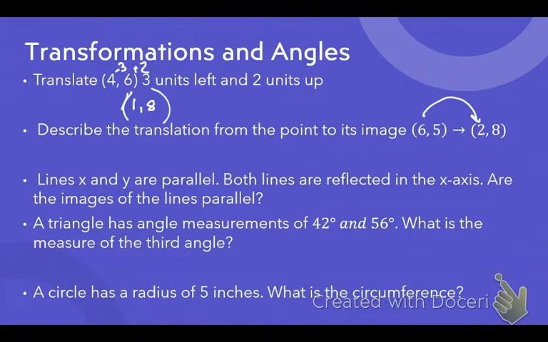Okay, now to describe the translation, I have to figure out if from a positive 6 to a positive 2, which way I would move on the number line. So which way would I move? I would move to the left, how many places? All right, so left 4 units. And to go from 5 to 8, up 3. You guys doing okay so far?